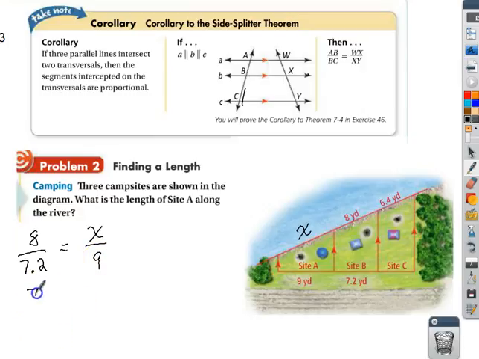I'll cross multiply, I'll get 7.2x is equal to 72. When you divide both sides by 7.2, x comes out to be 10.